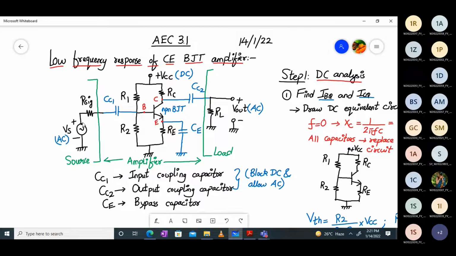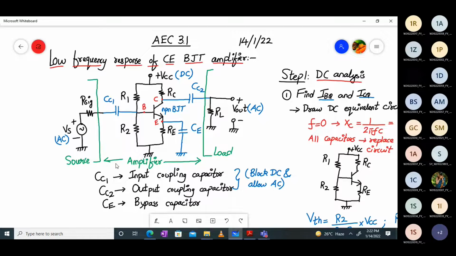On the source side, we have connected RS. This AC source VS is a voltage source, so practically it will have some internal resistance. That internal resistance is represented by RS over here. So VS along with RS comprises the source. At the output, we have a resistive load. RL is called the resistive load.